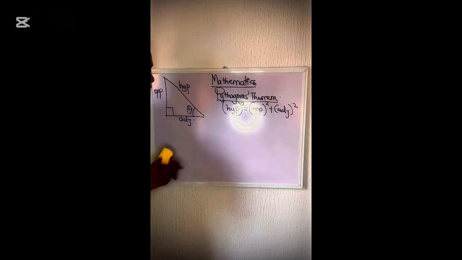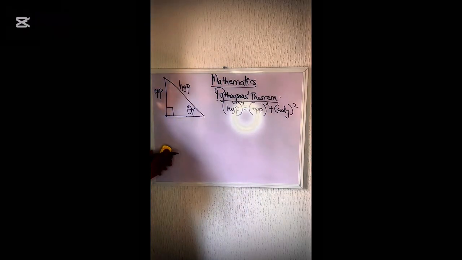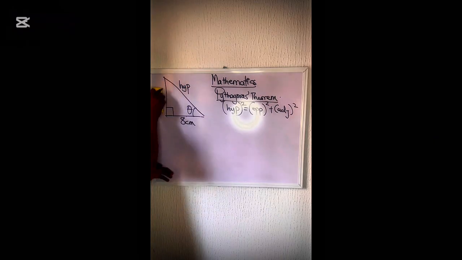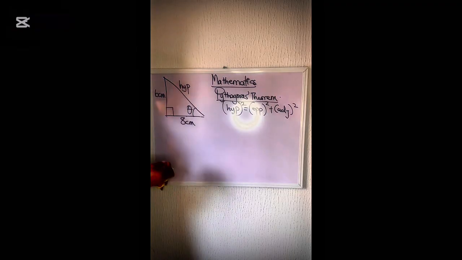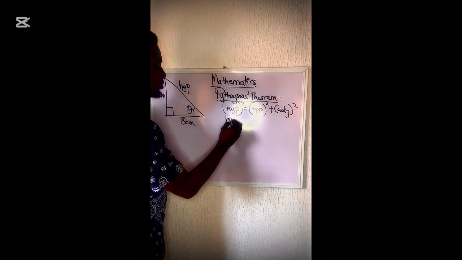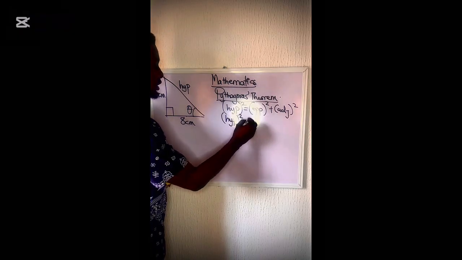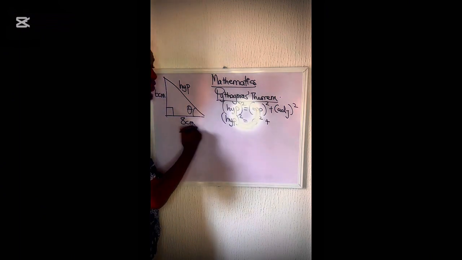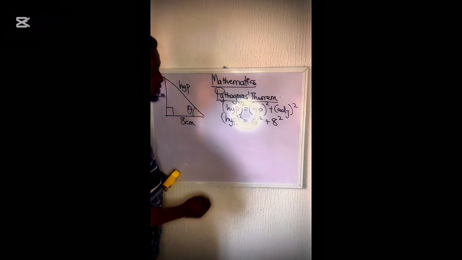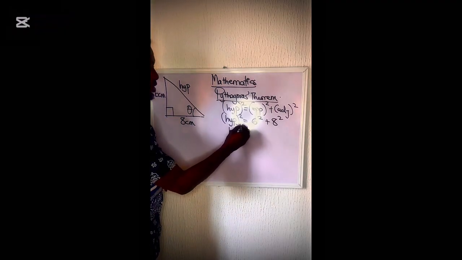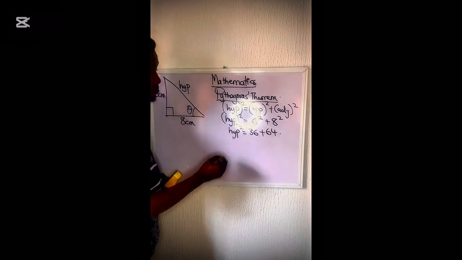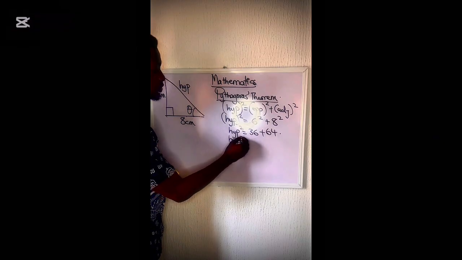If we have our adjacent to be 8 centimeters and our opposite to be 6 centimeters, let's work out the hypotenuse. We know that the square of the hypotenuse is the same as the square of the opposite, which is 6 centimeters, added to the square of the adjacent, which is 8 centimeters. So hypotenuse squared is 36 add 64. Now, 36 add 64 is 100.